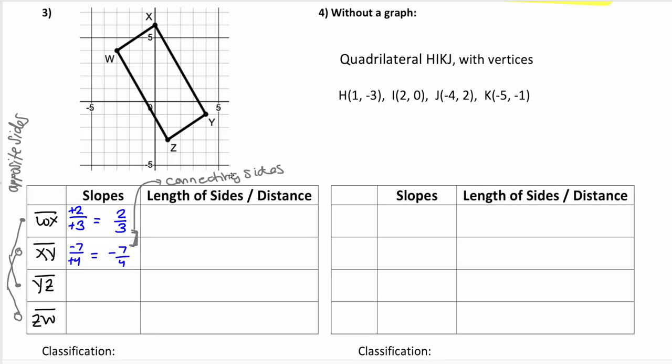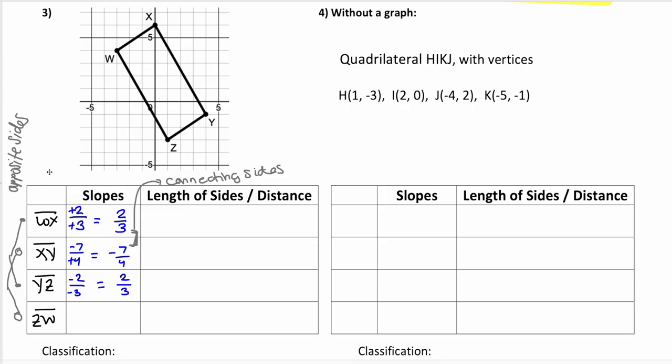The reason we want to know connecting sides is because some of the properties utilize connecting sides being congruent or connecting sides not being the same. So we want to know if connecting sides are also part of this. Next up we have segment YZ. So our change in Y is going to go down, so that's a negative 1, 2. Divided by our change in X, coming from here going left, so that's a negative 1, 2, 3. So a negative 2 divided by a negative 3 is a positive 2 over a positive 3.